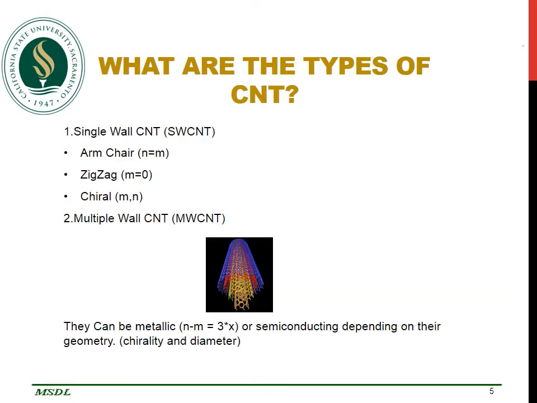What are the different types of CNTs? CNTs are basically divided into two types, single wall CNTs and multiple wall CNTs. The single wall CNTs are further divided into different types depending on the relation between n and m of chiral vectors. These are armchair CNT where m is equal to n, the zigzag CNT where m is equal to 0, and the rest are called just chiral CNTs. The multiple wall CNTs can be either metallic or semiconducting depending on their geometry, that is chirality and diameter.